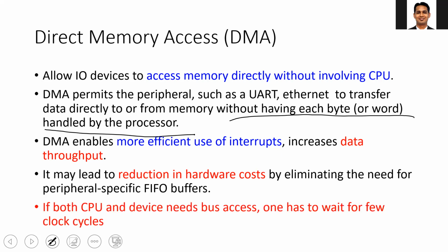But the problem is when there is only one bus and both the CPU and the DMA need access to the device, access to the bus, then one has to wait for a few clock cycles. So some kind of arbitration is needed, because you know that the memory is accessed by the system bus, and if multiple masters want to access the memory, then someone has to wait. So that arbitration needs to be carefully taken into account.